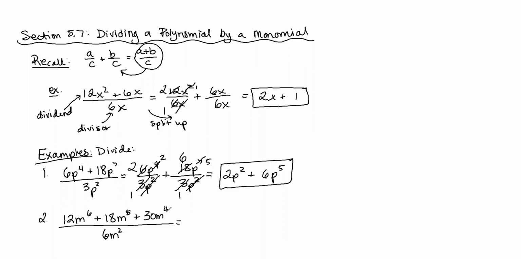So let's go ahead and try splitting this one up. So we have 12m to the 6th over 6m squared plus 18m to the 5th over 6m squared plus 30m to the 4th over 6m squared.